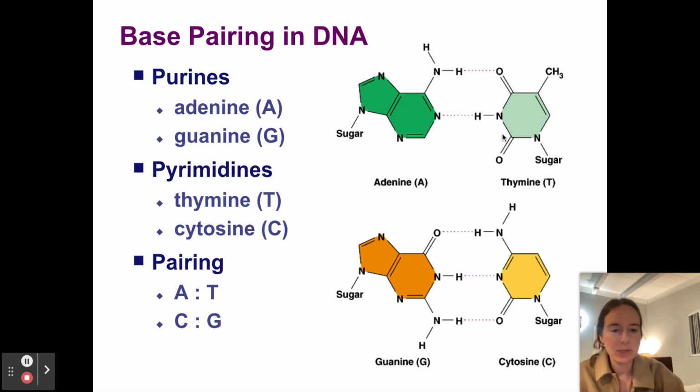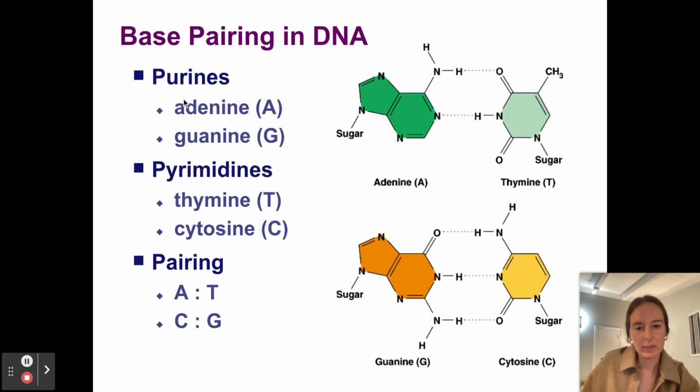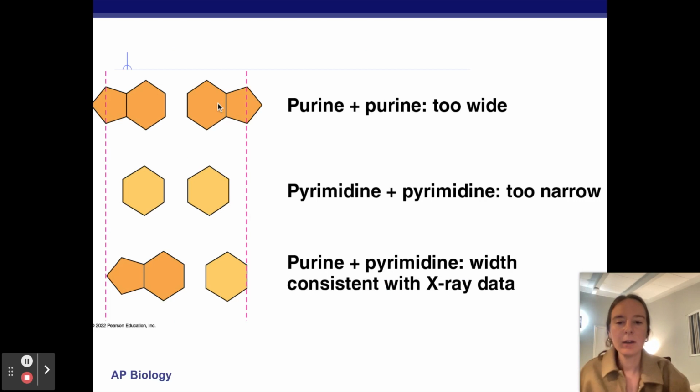Now, A always pairs with T and C always pairs with G. Now, why is that? Well, here's a little helpful image. If you were to pair up 2 purines, like let's say guanine and guanine, so the 2 rings, if you paired them up together, then the molecule would actually be too wide. Remember, Rosalind Franklin, her data showed what the structure of the measurements of the DNA molecule will look like. And so when Watson and Crick were putting together the molecule and trying to figure out how the bases fit together like a puzzle, if they put 2 purines together, the measurements didn't work.